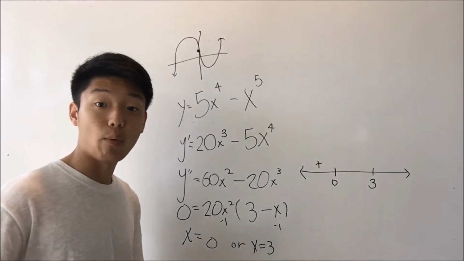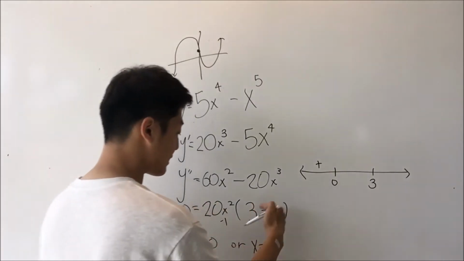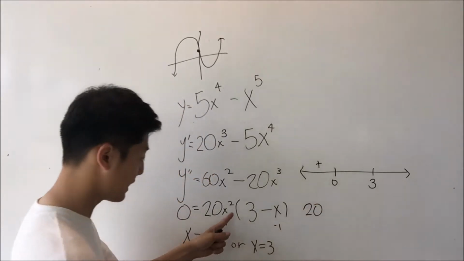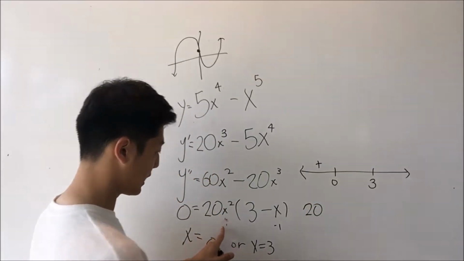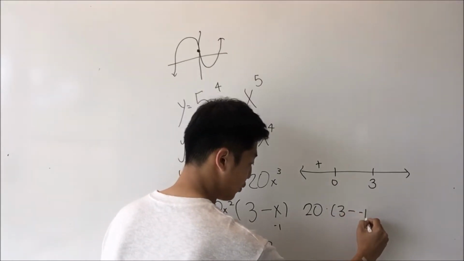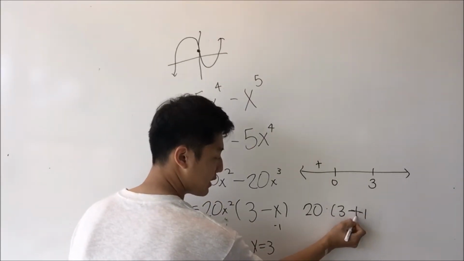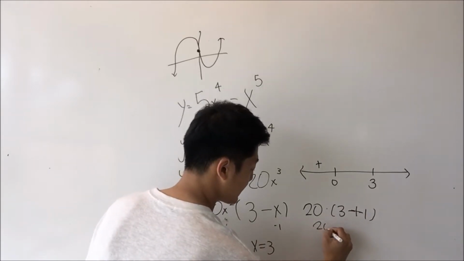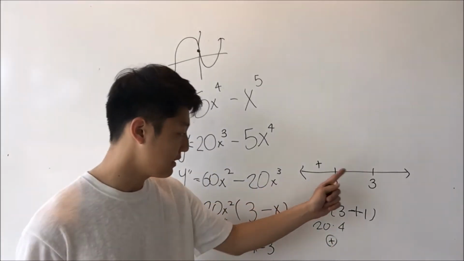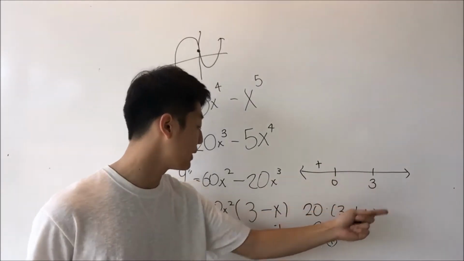Because I think I went so fast, I will do it again. So by plugging in negative 1, this will become 20 because x squared, negative 1, so we got that, times 3 minus 1. This becomes plus, so 20 times 4, positive number, right? So this is positive, so now between 0 and 3.